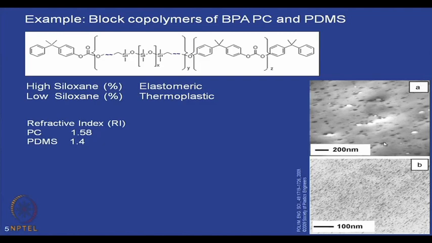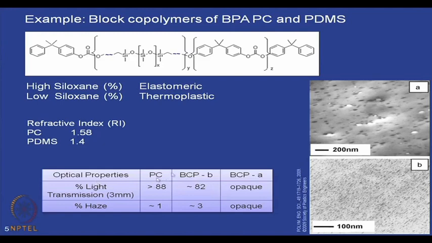Now, in this case, A, the block length of PDMS is higher. As a result, these domain sizes are higher. So, it scatters more and the transparency is very low. In fact, this is opaque, whereas when the block length is small, they also scatter, but because the size is so small, their scattering amount is low. So, the polymer material made out of this block copolymer will look transparent, but slightly hazy.